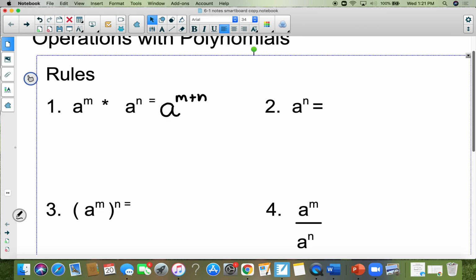And I like to do an example underneath. So if you see x to the third times x to the fourth, it equals x to the seventh power. All you do is you add your exponents. The next one, a to the n, all it says, for example, is x to the third, that just equals 3 x's.